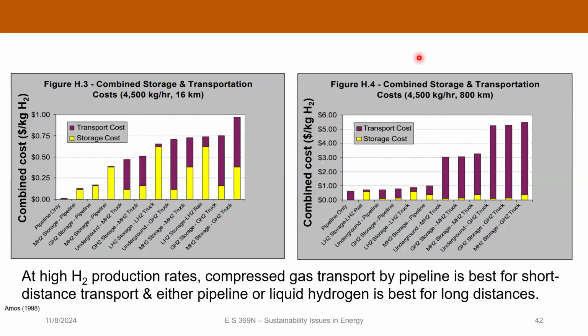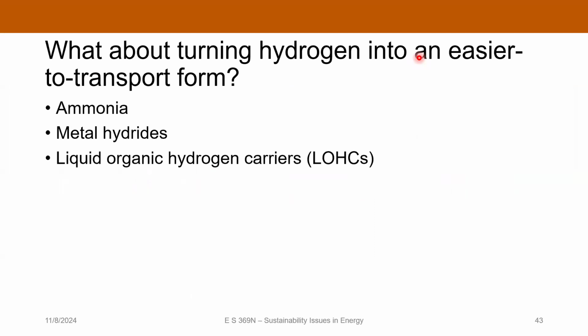So I wouldn't say that liquid hydrogen is a complete waste of time. There are situations where it can be a good thing, but for the most part, it's less useful than some other things. Okay, so rather than turning it into a liquid, what about turning the hydrogen into something that's easier to transport than gas, but easier to deal with than liquid hydrogen? Some of the other options here include ammonia, these chemicals called metal hydrides, and then liquid organic hydrogen carriers, which are abbreviated LOHCs.